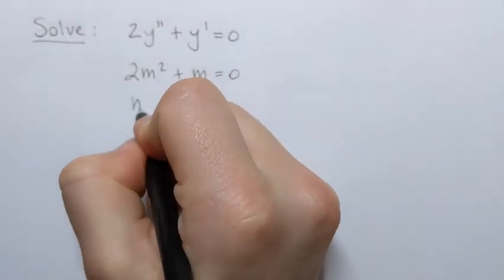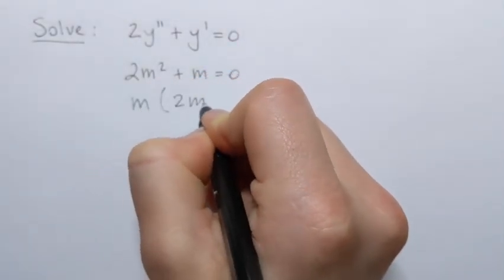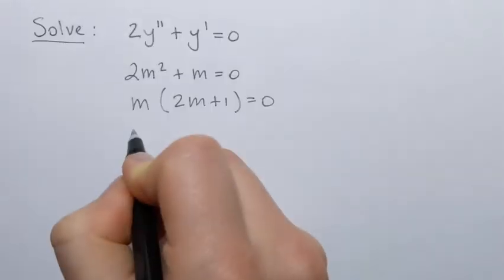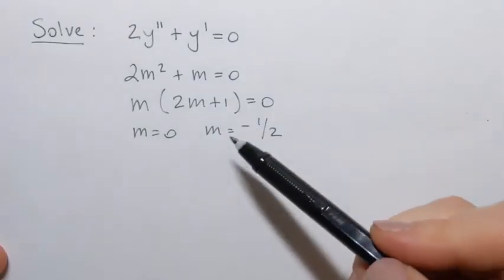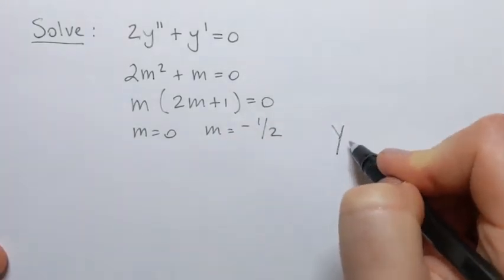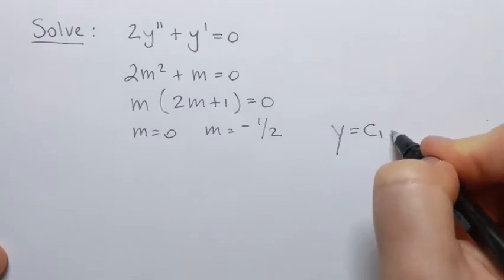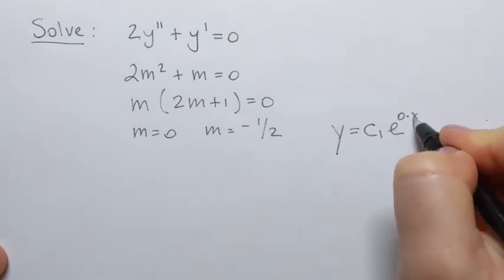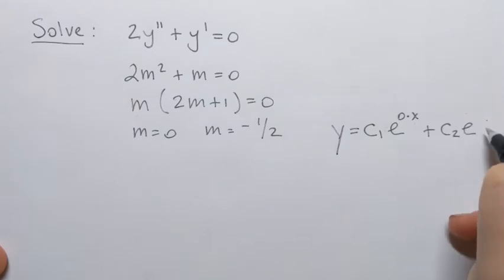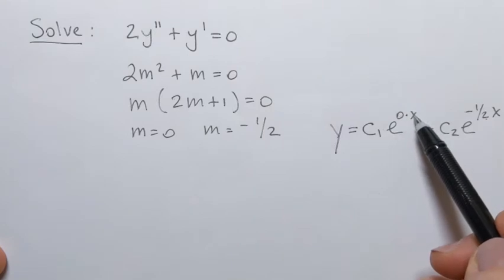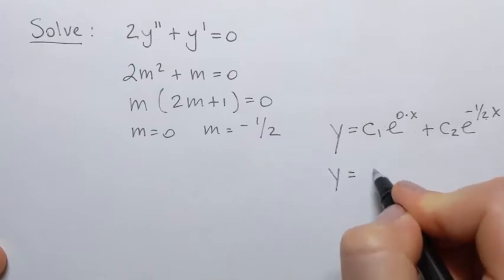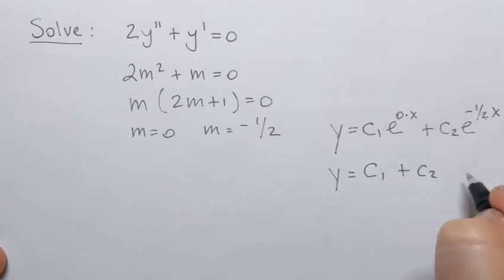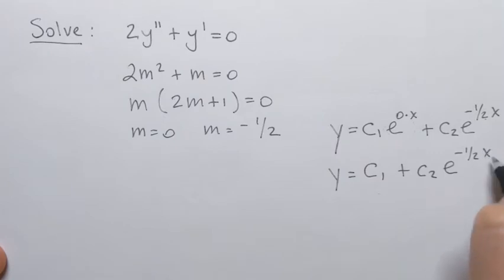Next, I'm going to factor out m, so it's m times 2m plus 1 equals 0, and then m equals 0 and m equals negative 1/2. And now based on this, the general solution to the differential equation is going to be c1 times e to the power 0 times x plus c2 times e to the power negative 1/2 x. And of course, 0 times x is 0, e to the power 0 is 1, so I can rewrite it as y equals c1 plus c2 times e to the power negative 1/2 x.